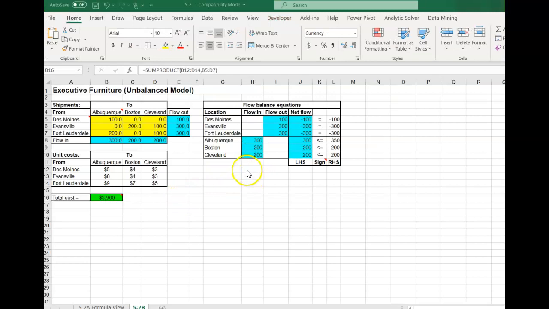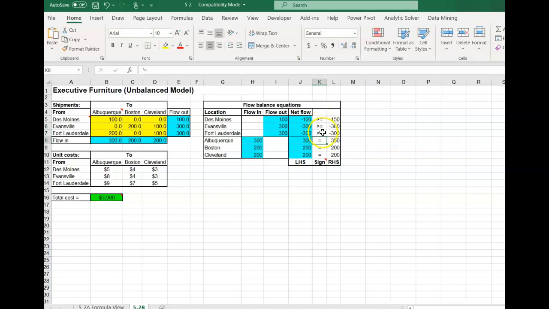So in the reverse example, when we increased the capacity for Des Moines from 100 to 150, I will make that change and reverse my demand constraints back to equal. And instead, I will change my supply constraints to greater than or equal signs here.